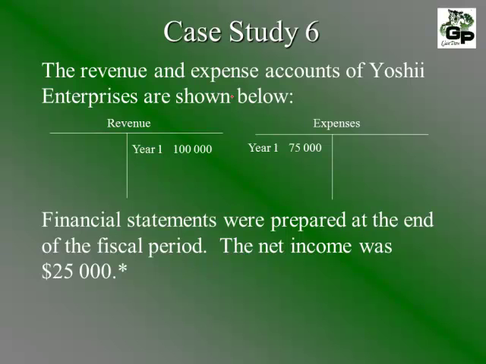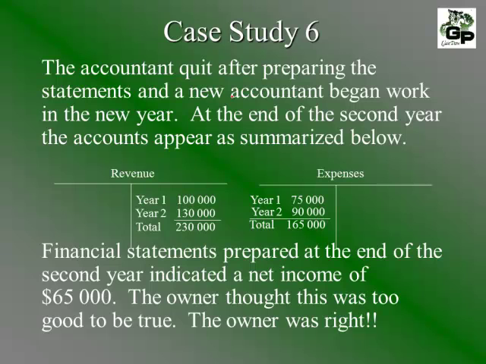Case study number 6 is about Yoshi Enterprises. The revenue and expense accounts of Yoshi Enterprises are shown below. In year 1, there was revenue of $100,000 and expenses of $75,000. Financial statements were prepared at the end of the fiscal period, and obviously the net income was $25,000. The accountant quit after preparing the statements, and a new accountant began work in the new year.